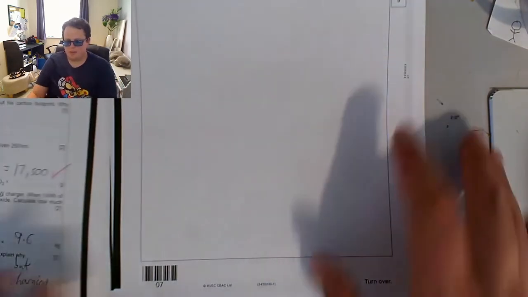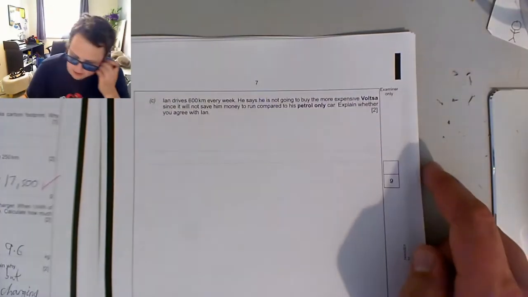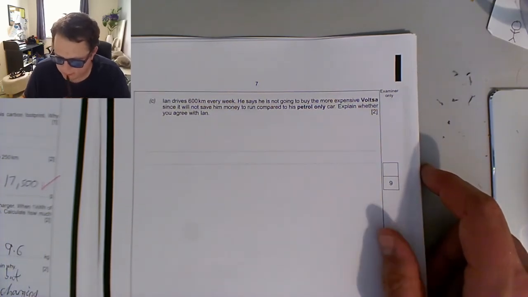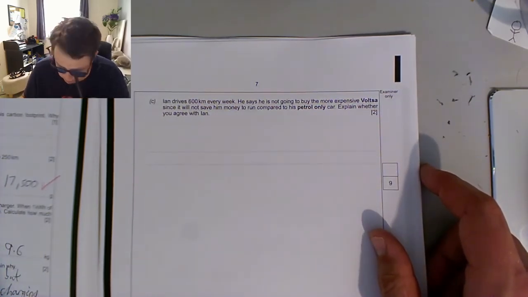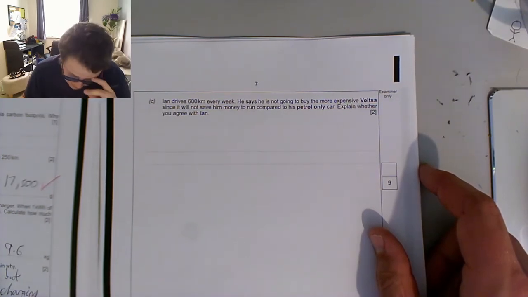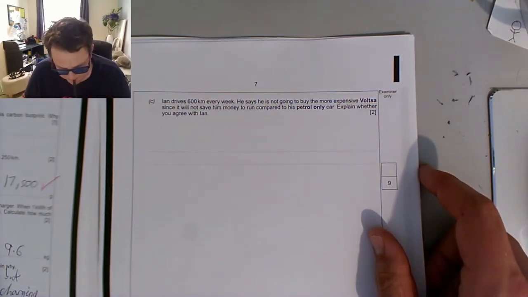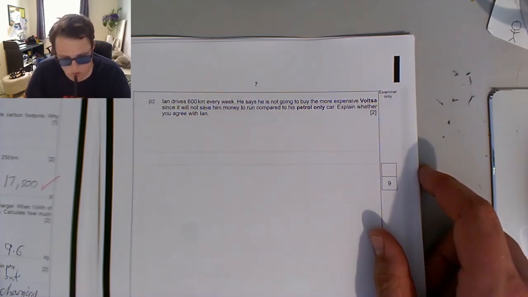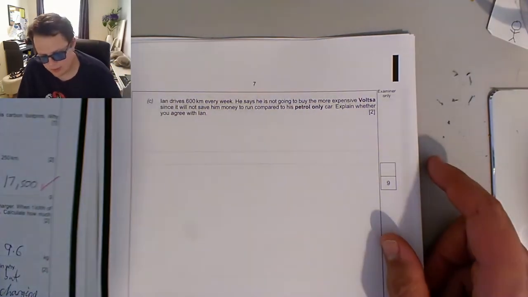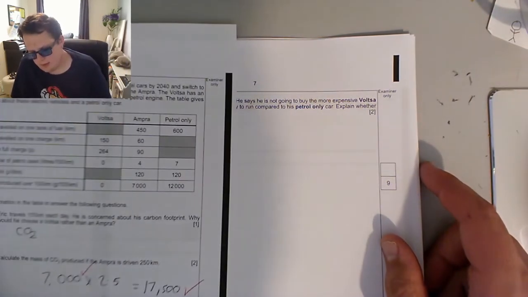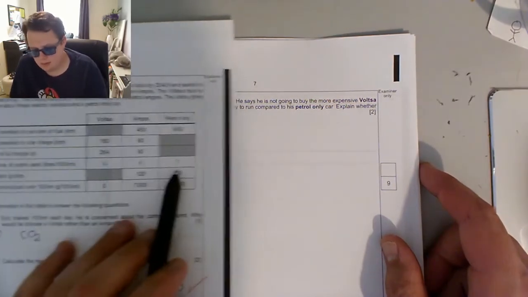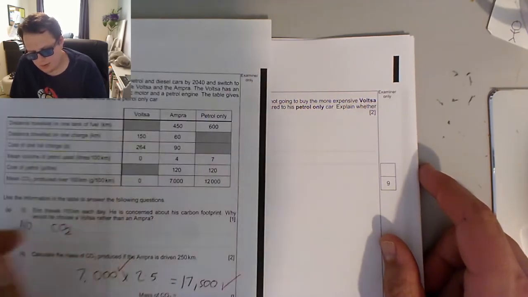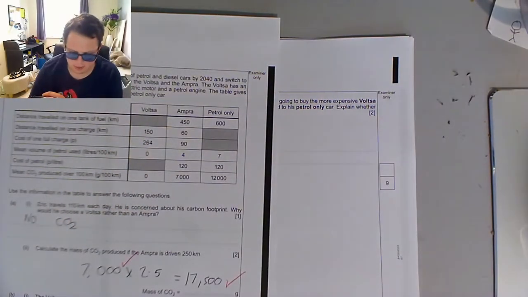Okay, over the page then. Ian drives 600 kilometers every week. He is not going to buy the more expensive Voltsa since it will not save him money to run compared to his petrol car. Explain whether you agree with Ian. Okay, so our petrol car then, if we look back at our table, our petrol car can travel 600 kilometers on 1 tank of fuel.